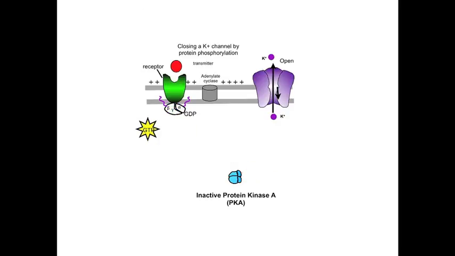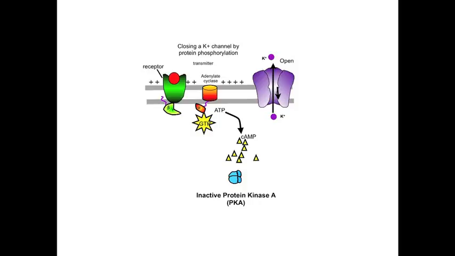Here is how the cascade works. First, the protein binds a GDP. The alpha subunit then migrates along the membrane and activates adenylate cyclase. The activated cyclase then catalyzes a reaction that converts ATP into cyclic AMP.